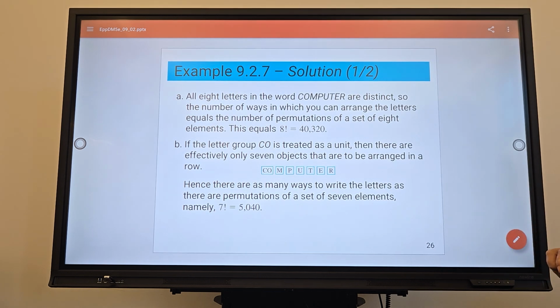Well, first, all 8 letters in the word computer are distinct, so the number of ways in which they can be arranged equals the number of permutations of a set of 8 elements. Therefore, it would be 8 factorial, or a little over 40,000. If the letter group CO is treated as a unit, then there are effectively only 7 objects to be arranged in a row. Hence, there are as many ways to write the letters as there are permutations of a set of 7 elements, namely 7 factorial.